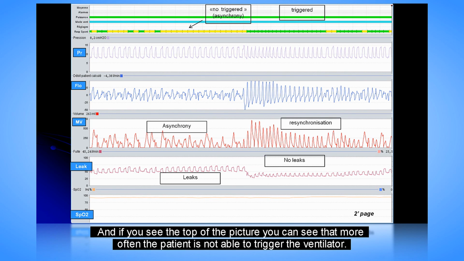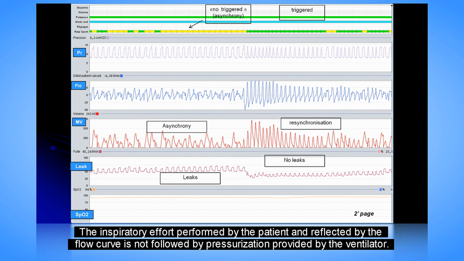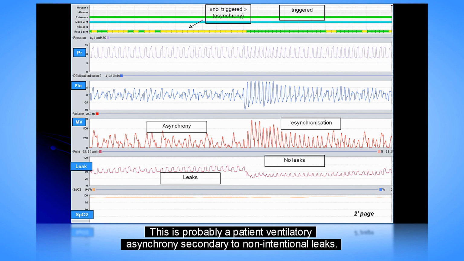And if you look at the top of the picture, you can see that more often the patient is not able to trigger the ventilator. The inspiratory effort performed by the patient and reflected by the flow curve is not followed by a pressurization provided by the ventilator. This is probably a patient-ventilator asynchrony secondary to non-intentional leaks.